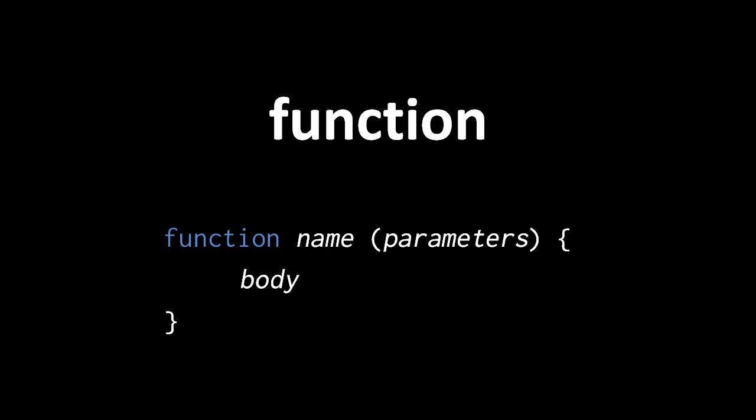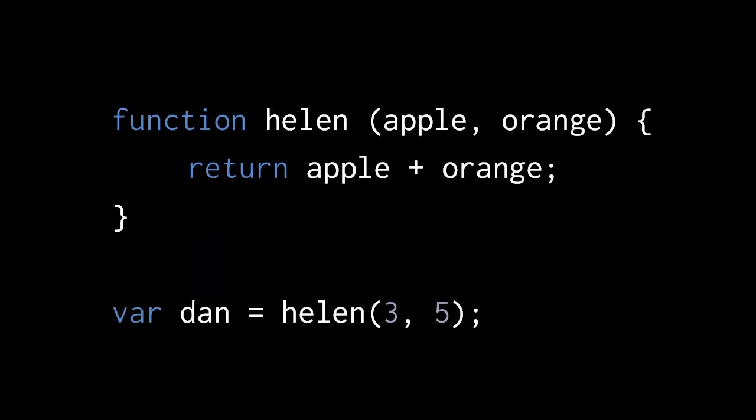A function in JavaScript can be created with a function statement, which begins with a reserved word function, followed by the name of the function, then a comma-separated list of parameters in parentheses, and then a body enclosed in curly braces. What you see here is the most common formatting style, but again, JavaScript's freeform syntax allows for many formatting variations. So here we create a function with the name Helen, give it two parameters, apple and orange, and have it simply return the sum of the two parameters.